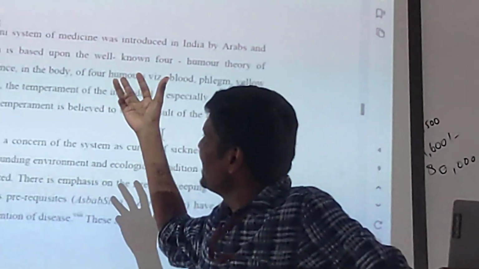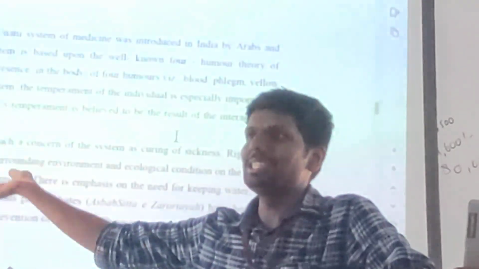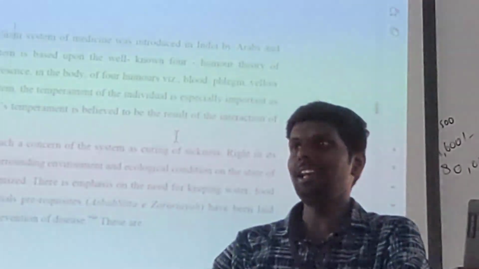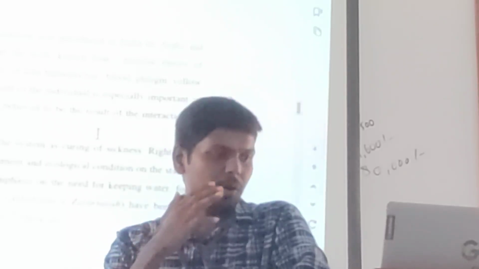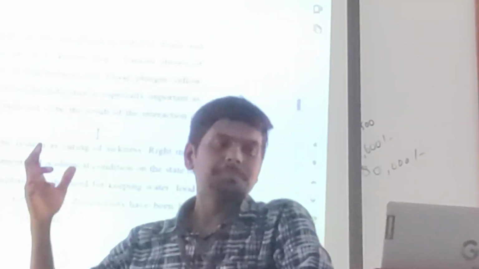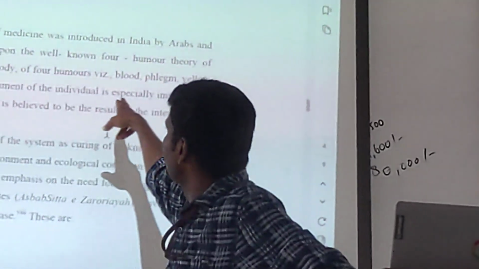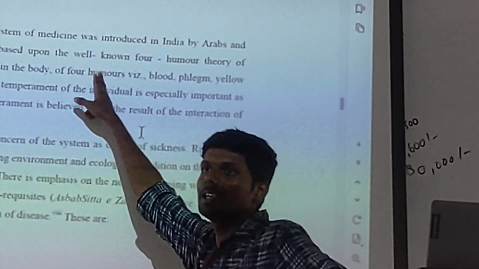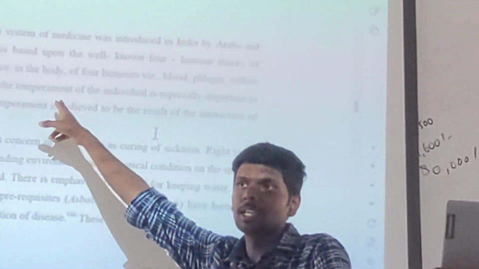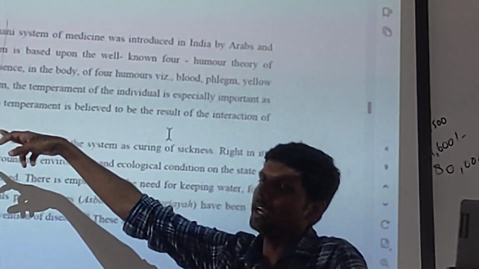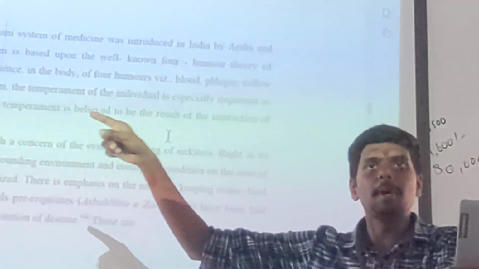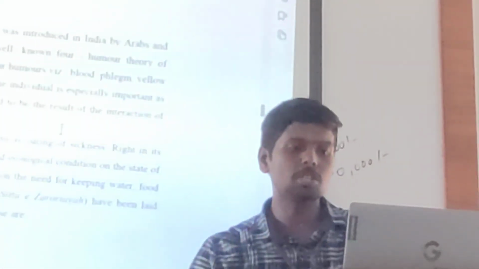So Unani is not India's actually. It's Greek and Arab. They brought it to India, and in India it became more famous. The concept is the same, again these four humors, as Hippocrates said. What are the four humors? Blood, phlegm, yellow bile, and black bile. So Unani is based on Hippocrates' medicine only actually.